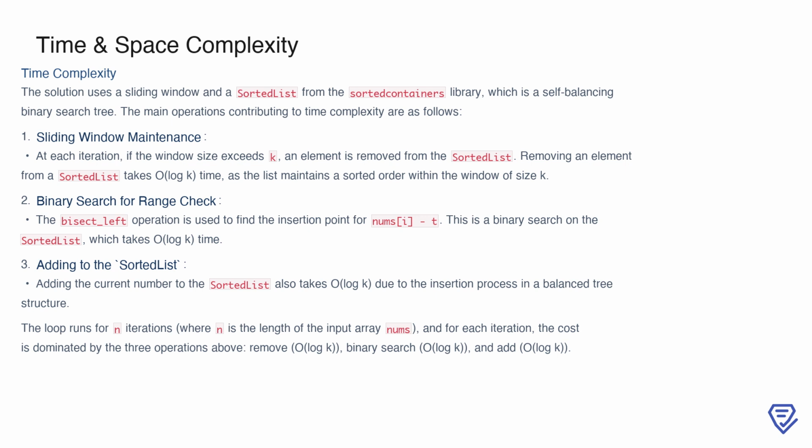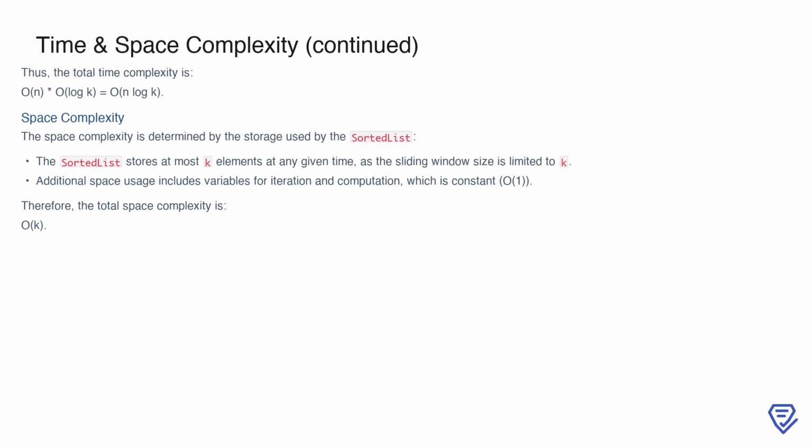Second, performing a binary search to check if a value within the required range exists. This is accomplished using the bisect_left operation, which also operates in O(log k), due to the sorted nature of the list. Lastly, adding the current number into the sorted list requires O(log k), as it involves insertion into the balanced tree structure. Since the loop processes each of the n elements in the input array, and each iteration involves these 3 operations, the dominant cost per iteration is O(log k), leading to a total time complexity of O(n log k). Combining the costs explained earlier, we get the total time complexity of the algorithm as O(n) multiplied by O(log k), which simplifies to O(n log k).